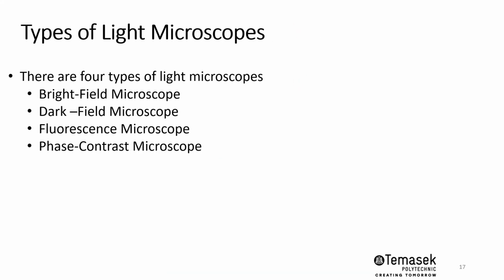So I'd like to go through some of the different types of light microscope. There are generally 4 types of light microscopes you need to know in this subject. These are the bright field microscope, also known as your light microscope, your dark field microscope, your fluorescent microscope, as well as your phase contrast microscope. So let's take a look at each of these microscopes in detail.